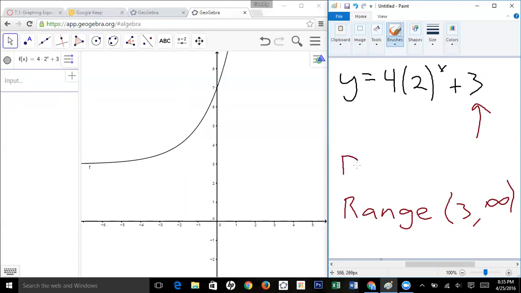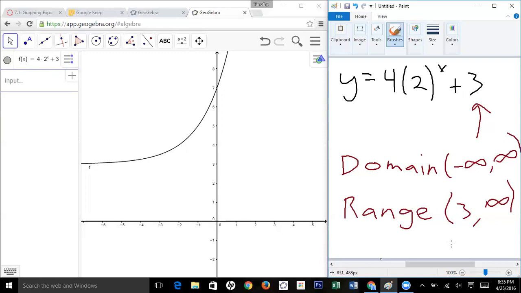If I want to talk about the domain, though, the domain describes all of our x values on the graph. And again, there's no restriction on this graph going left to right. The left side continues to go on forever. The right side continues to go on forever. So I'm going to represent that domain as -infinity to +infinity.